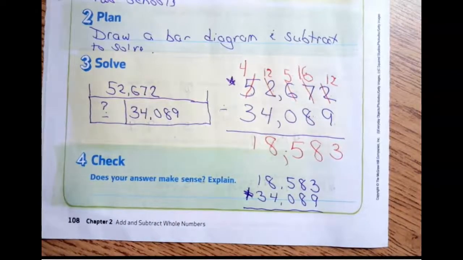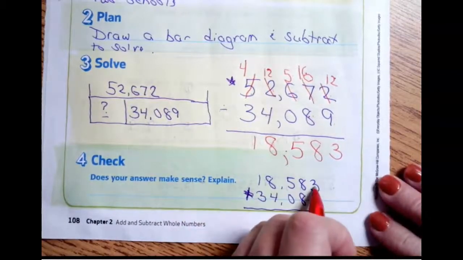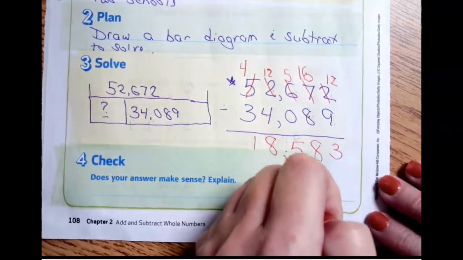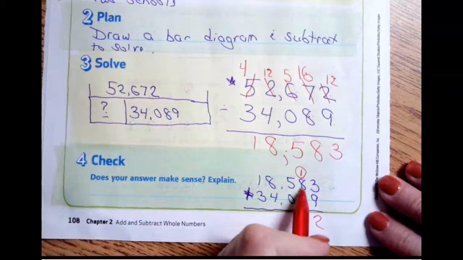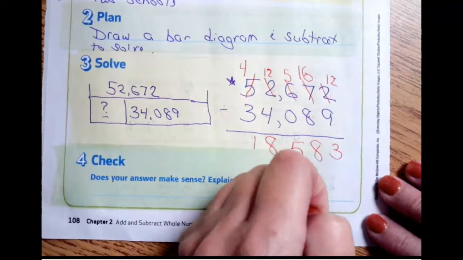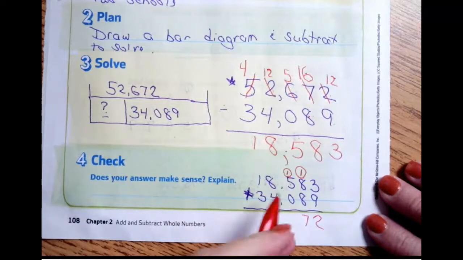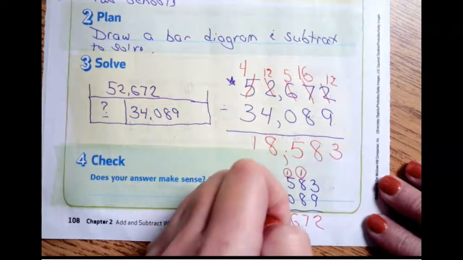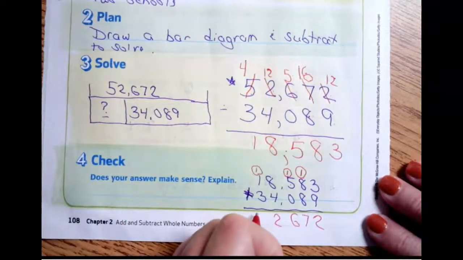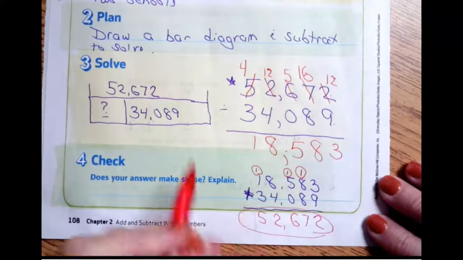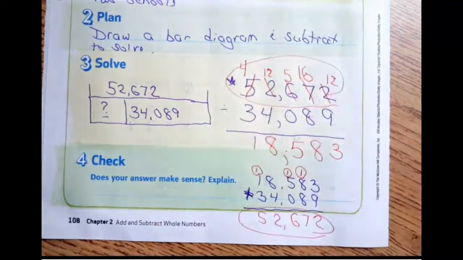Let's see. All right. So I have 9 plus 3 is 12. Don't forget to bring that 1 up. Okay. 8 plus 8 is 16. Plus 1 is 17. Don't forget to bring the 1 up. 5 plus 1 is 6. 8 plus 4 is 12. Don't forget to regroup that 1. And then 3 plus 1 is 5. Okay. This does equal what we started out with there. So you know what, boys and girls? My answer does make sense.